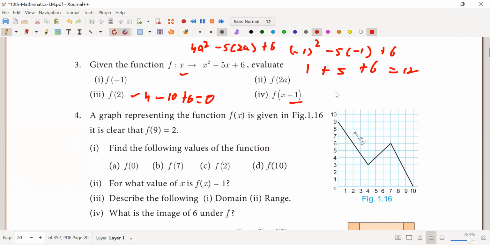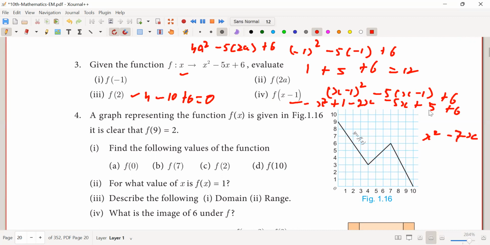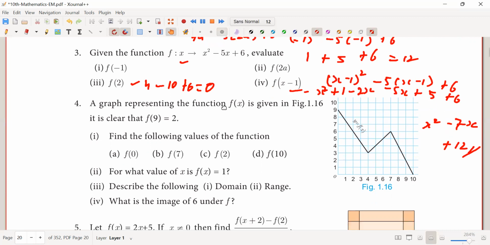If I substitute x minus 1 whole square minus 5 into x minus 1 plus 6, so x squared plus 1 minus 2x minus 5x plus 5 plus 6. So we have to equate the terms, isn't it? x squared minus 2x minus 5x is minus 7x, and 1 plus 5 plus 6 is 12. Right? So this would be the answer.